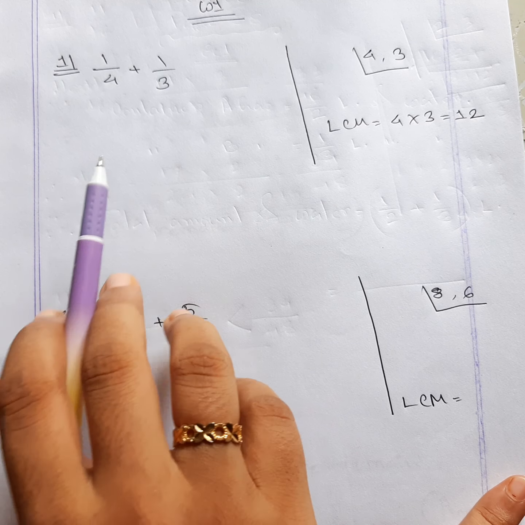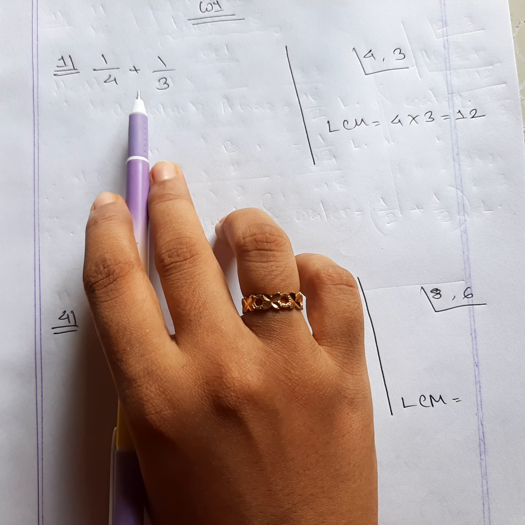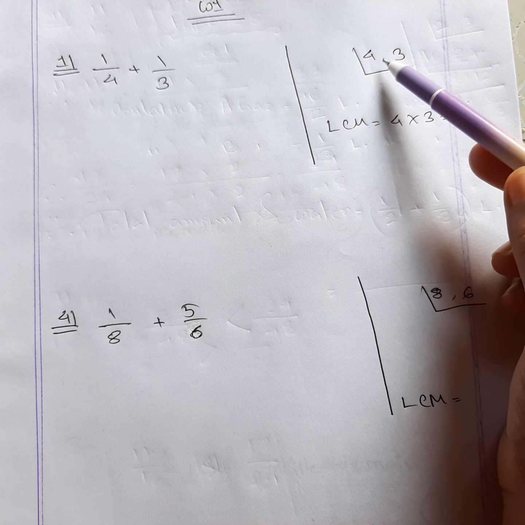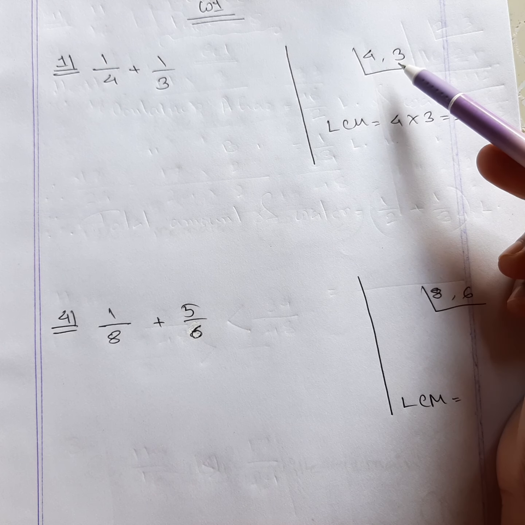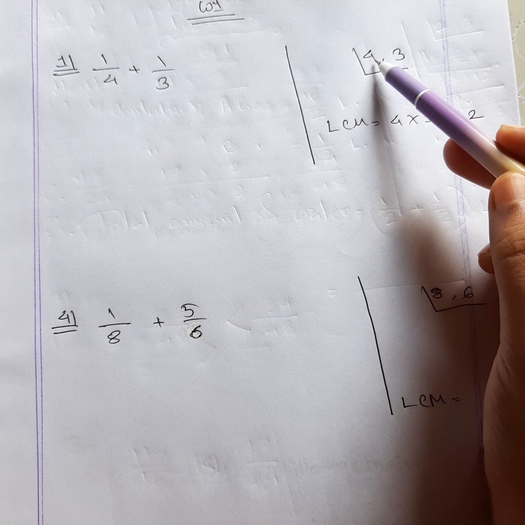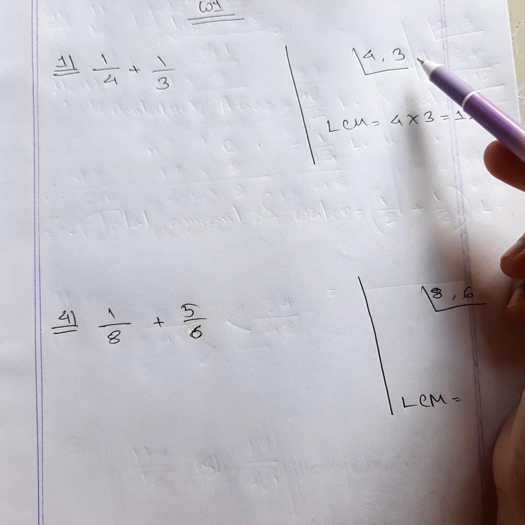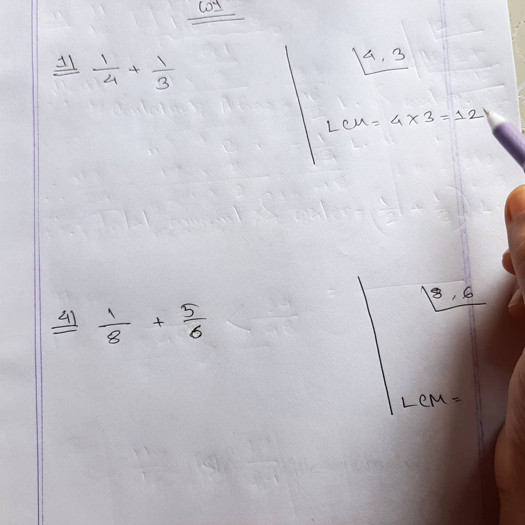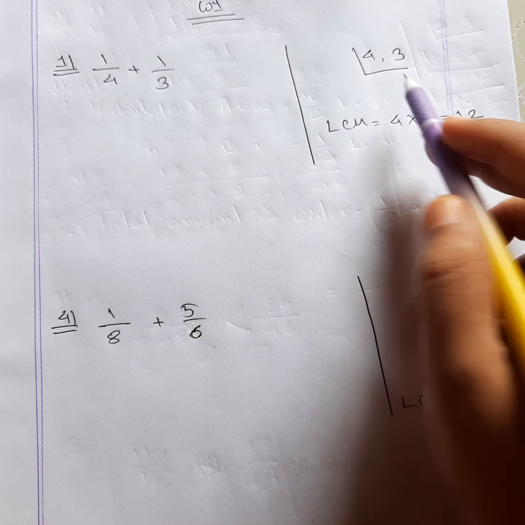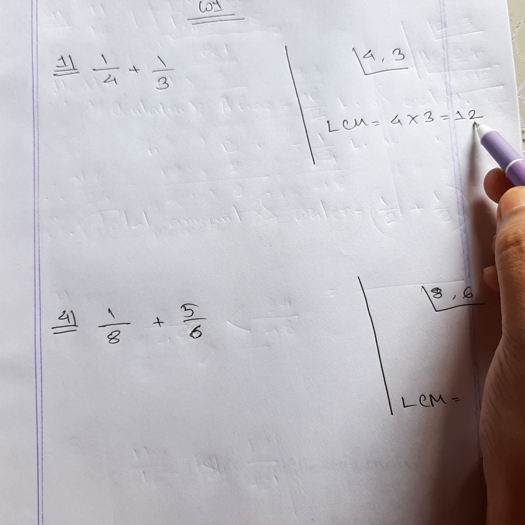Let's see. At first, what we are going to do, white one from page 98, the first math, 1 by 4 plus 1 by 3. We have to add them. So we are going to find out the LCM of the denominators. You can see both numbers are pretty different, so we cannot divide with any number. So we are just going to multiply them and find out the LCM is 12. So let's write it.